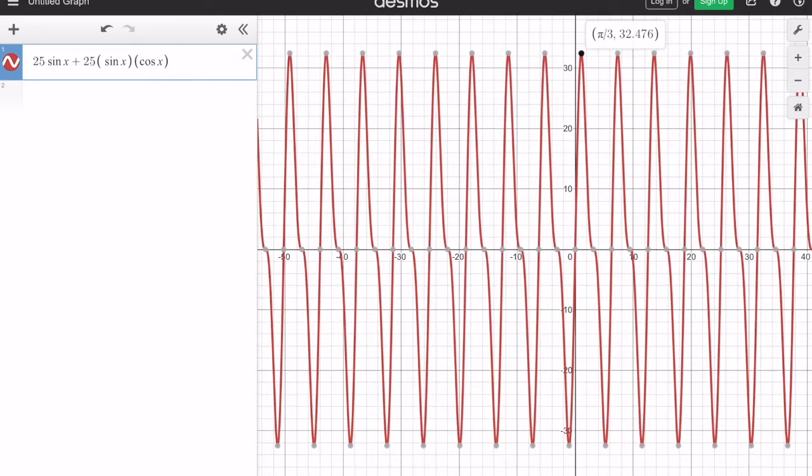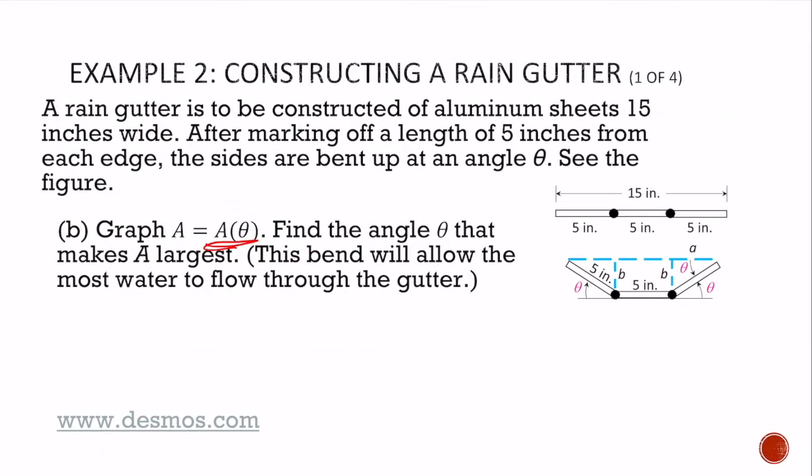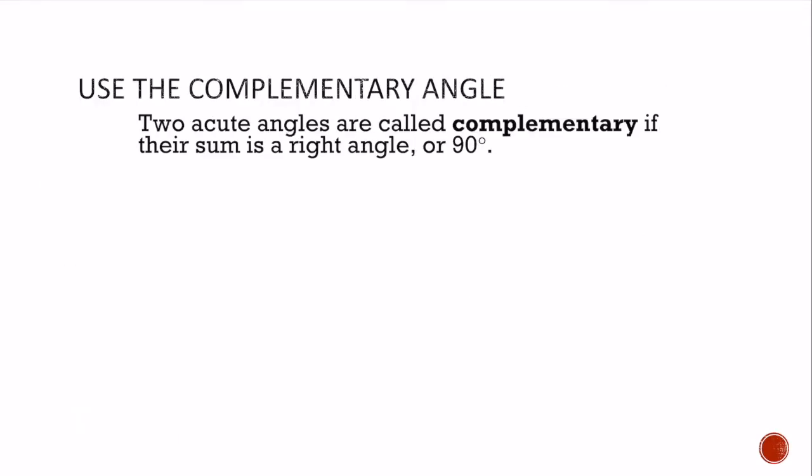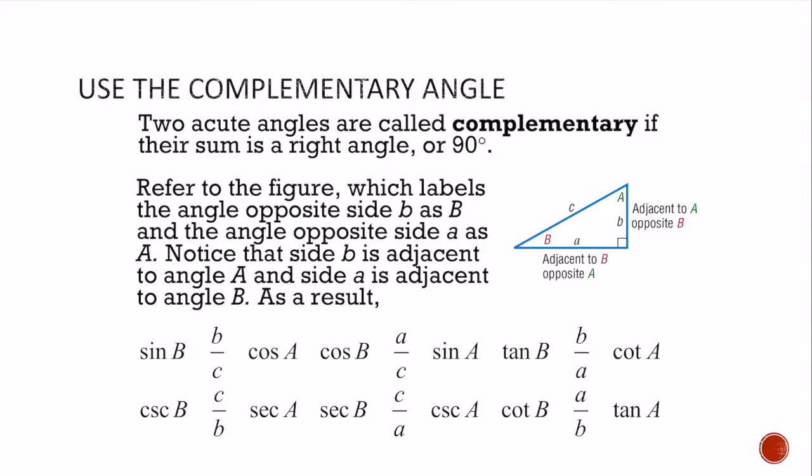So let's head back to our actual PowerPoint. So next example, we can use the complementary angle theorem. So let's talk about complementary angles. Two angles are complementary if they add up to 90 degrees.